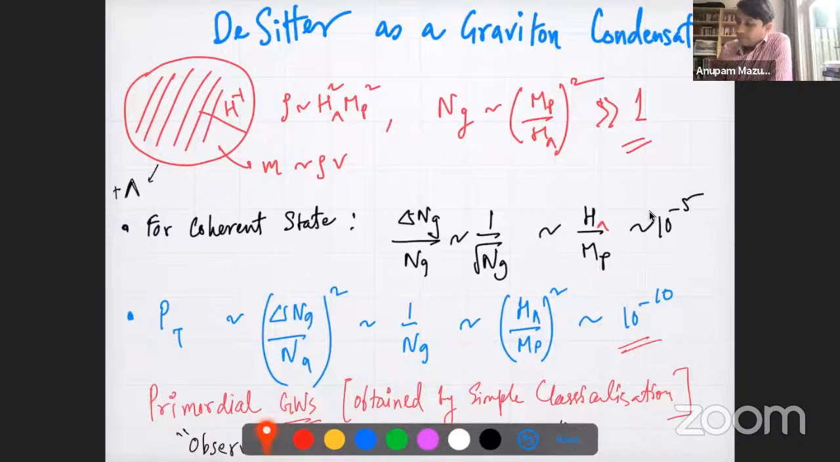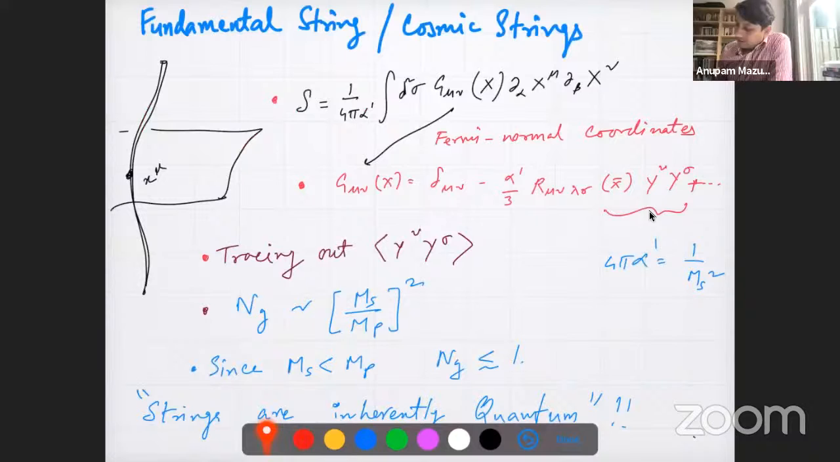I will skip the fundamental strings and cosmic strings, and it's very interesting. You will find that strings are inherently quantum systems, but I will skip that.